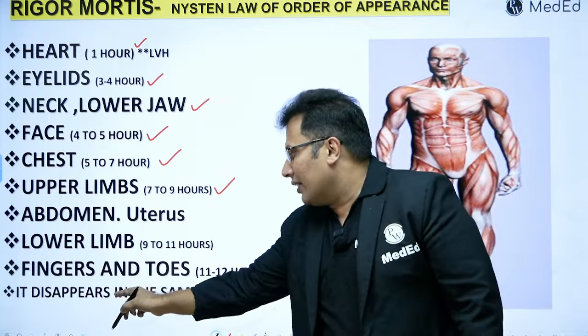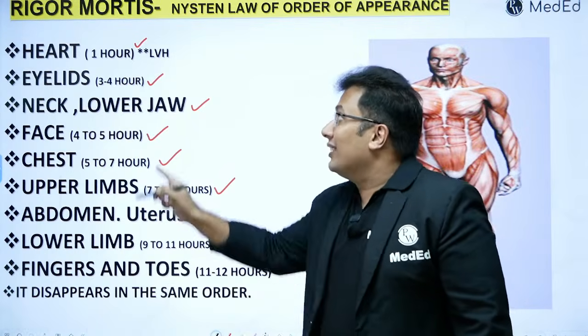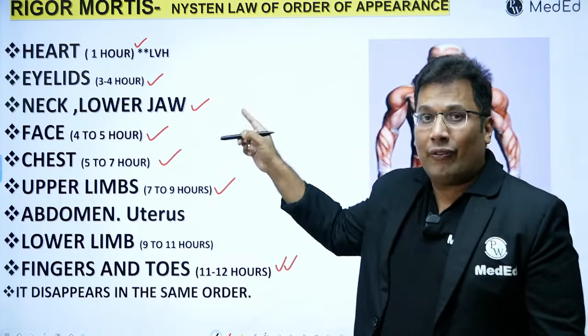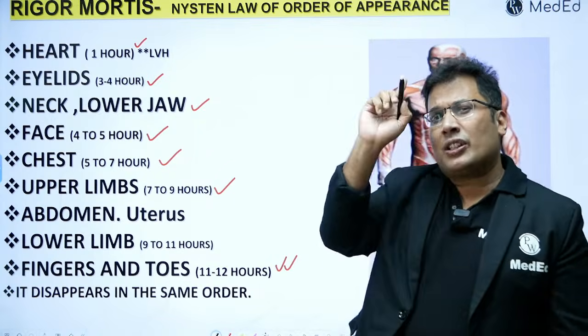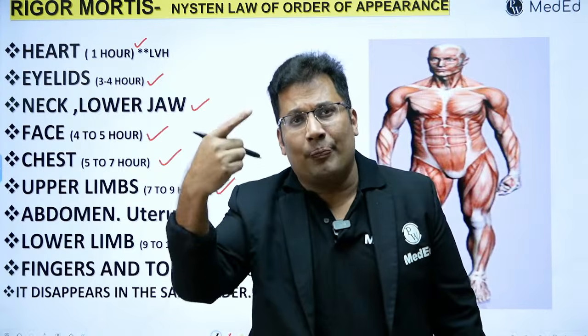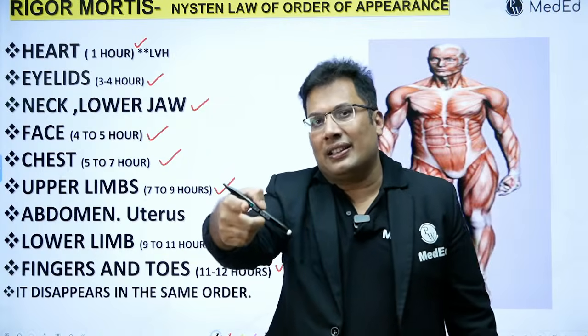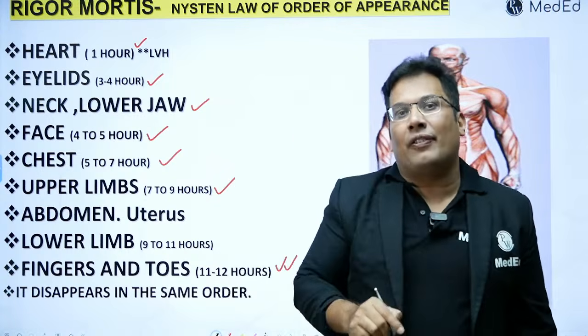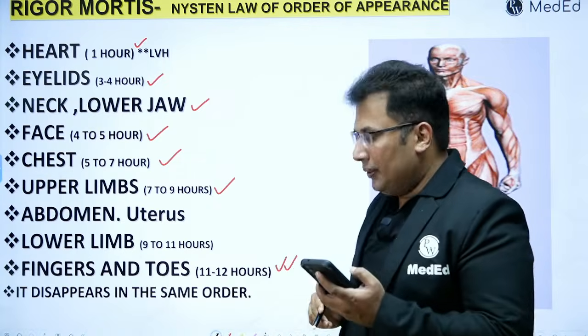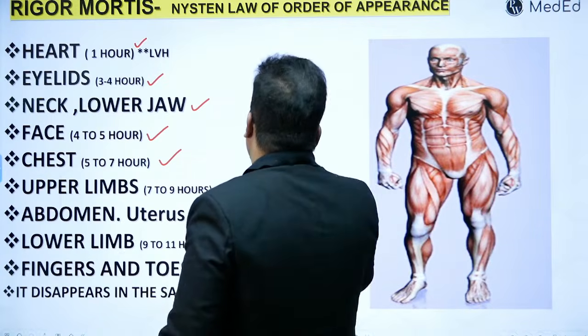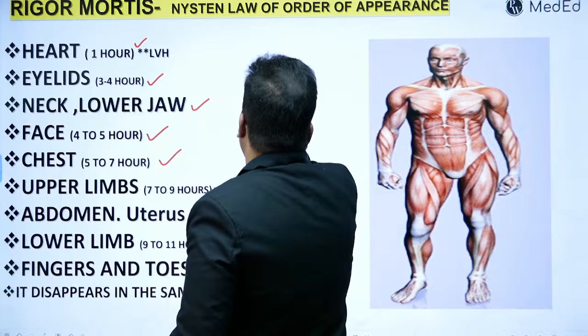It disappears in the same order. So this is known as Nysten law of appearance of rigor mortis. Very, very important. The first voluntary muscle is the eyelid muscle. The first involuntary muscle is the heart, the left side of the heart. Very, very important. Then we have one more rule, known as the rule of 12.